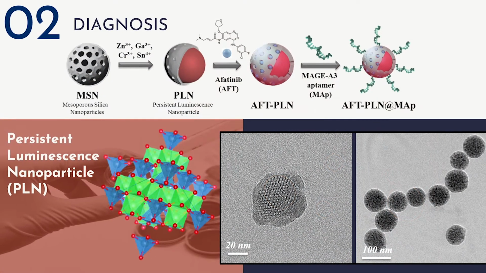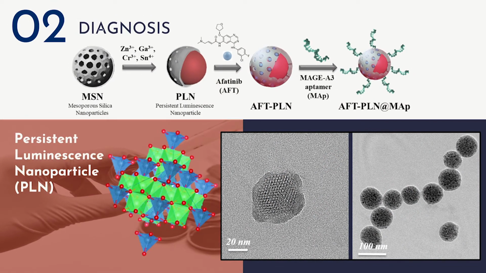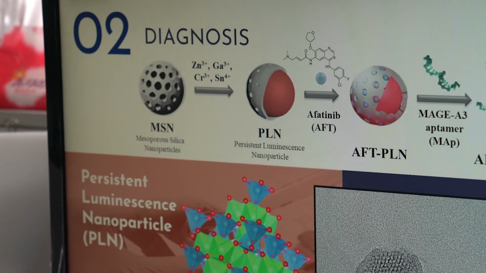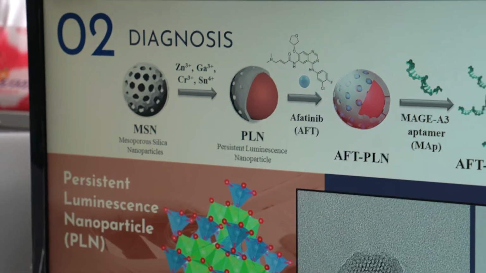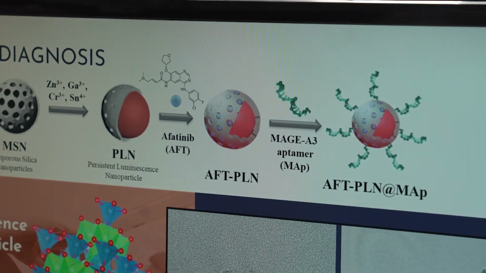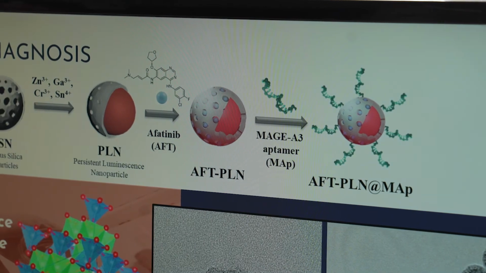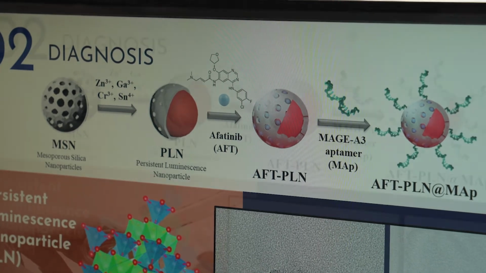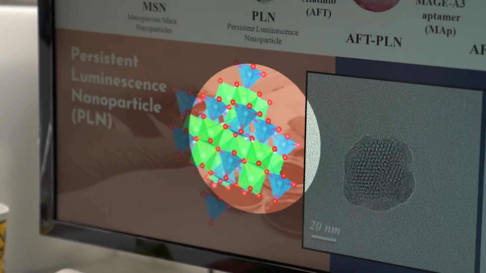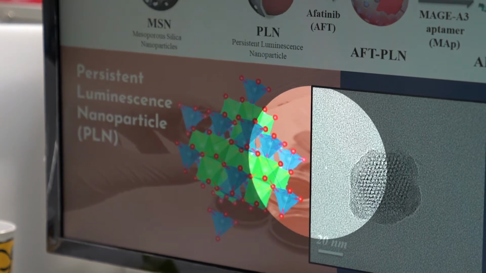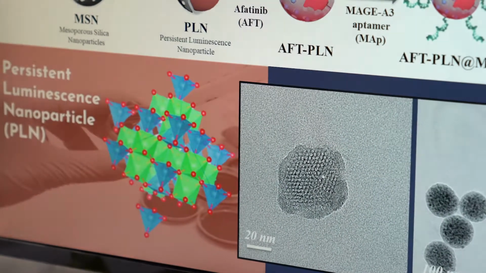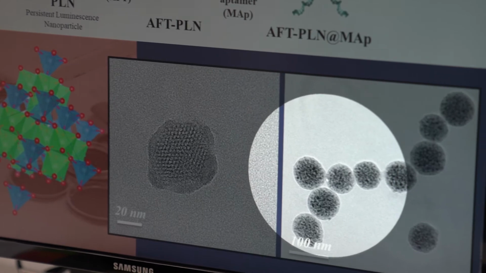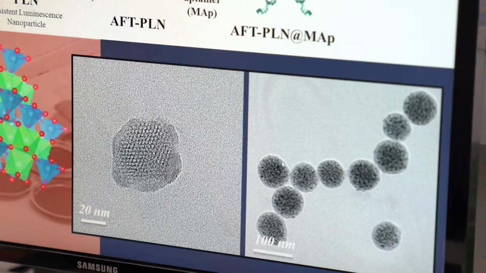Our major nanomaterial, the persistent luminescence nanoparticle, is based on the synthesis of mesoporous nanoparticles. We use it as a template and dope the metal ions into the pores. And then we load afatinib as the drug and use the MAGE-A3 modifier on the surface to give it targeting and therapeutic ability. This figure shows the persistent luminescence nanoparticle crystal size. We use the mesoporous nanoparticle as the template, so it has pores in the middle. After we dope with the metal ions, we can see dark spots in the middle of the pores.